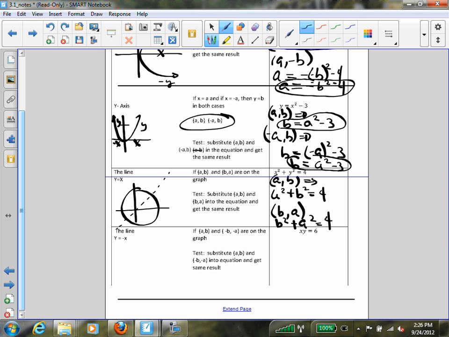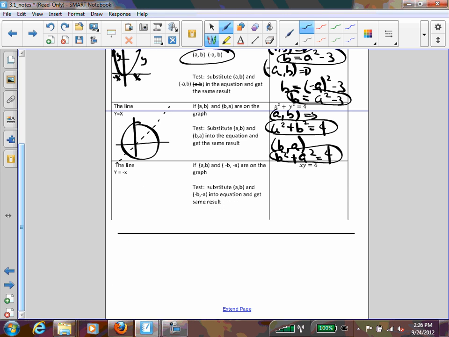The order is different, right? But isn't b squared plus a squared the same thing as a squared plus b squared? Both terms are positive, right? All right. So these are what we're comparing. And that's why, because they're the same, it's symmetrical around the line y equals x.